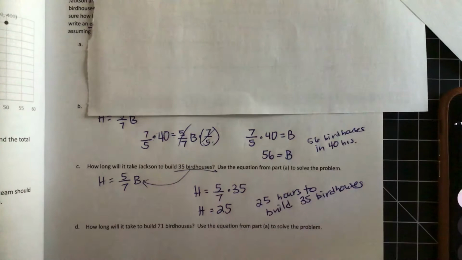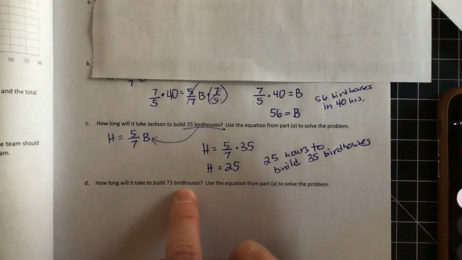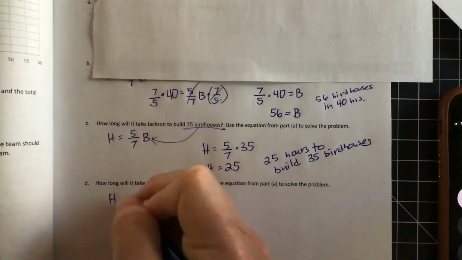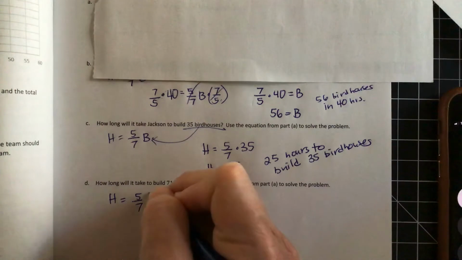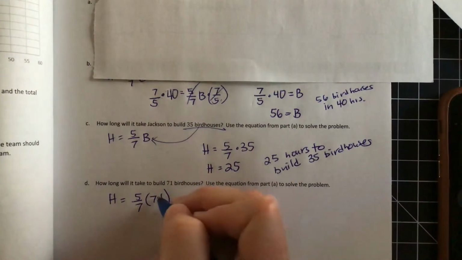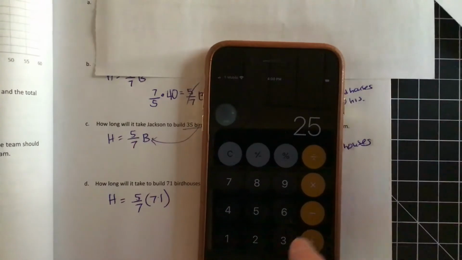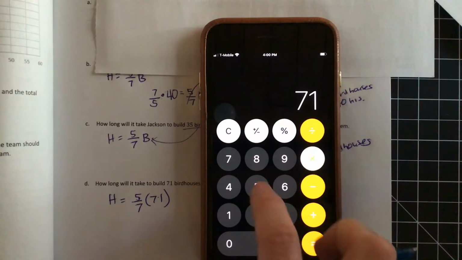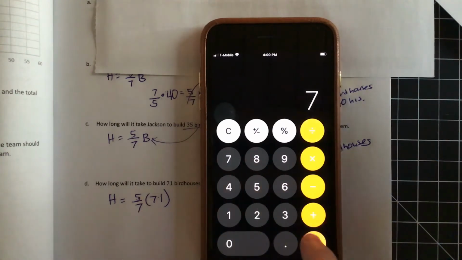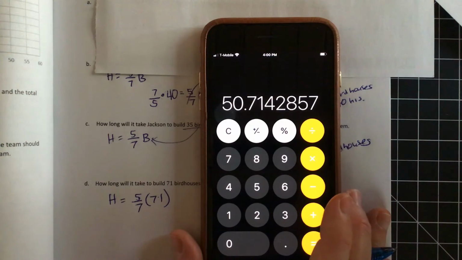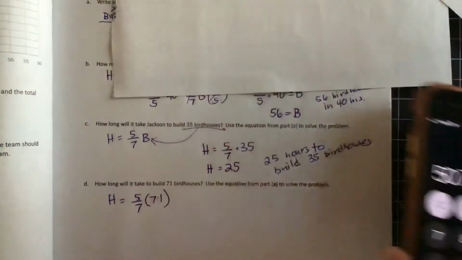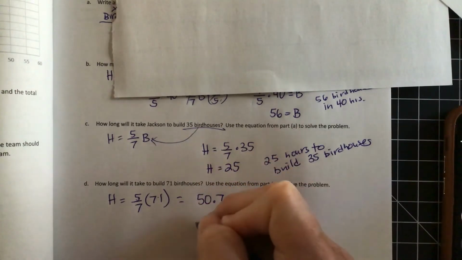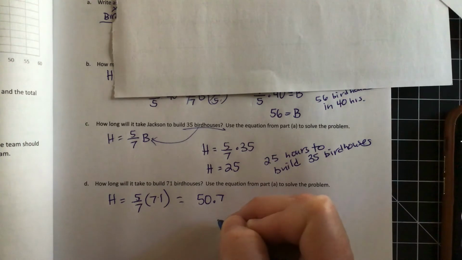Okay. And the last one, how long will it take to build 71 birdhouses? So hours, 5/7 times 71. So multiplying 71 times 5, divided by 7, is equal to 50.7 if we round it to the nearest tenth. So it will take him 50 hours.